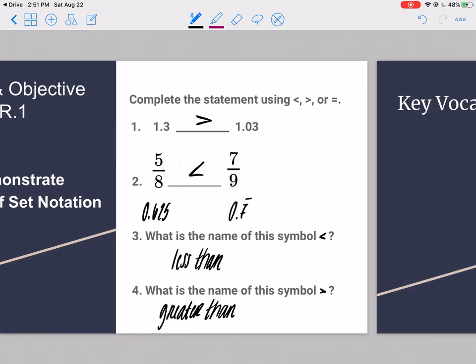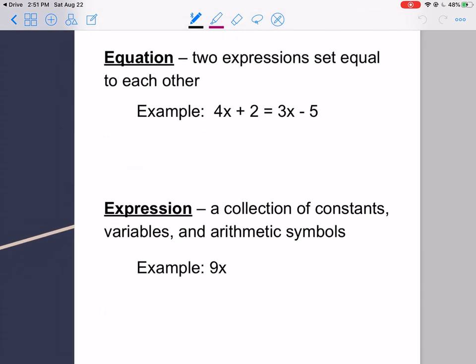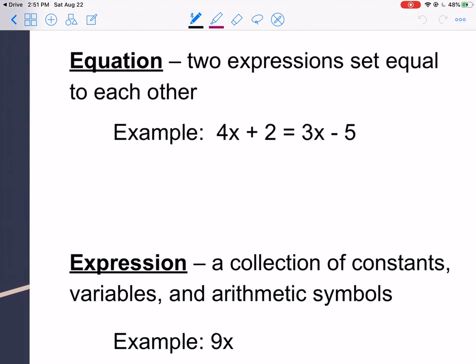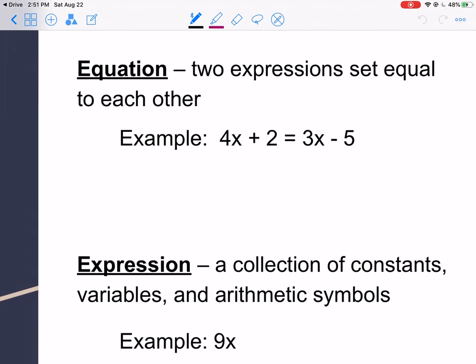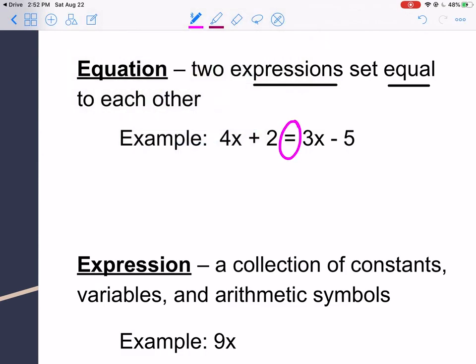All right, next slide. So some key vocab that you need to know is the difference between an equation and an expression. This is something that students can mix up pretty frequently and easily, so it's really important going into this year that you know what these two mean. So an equation is when you have two expressions, but they are set equal to each other. So the key thing here with an equation is that it has to have an equal sign in the middle or somewhere in it.